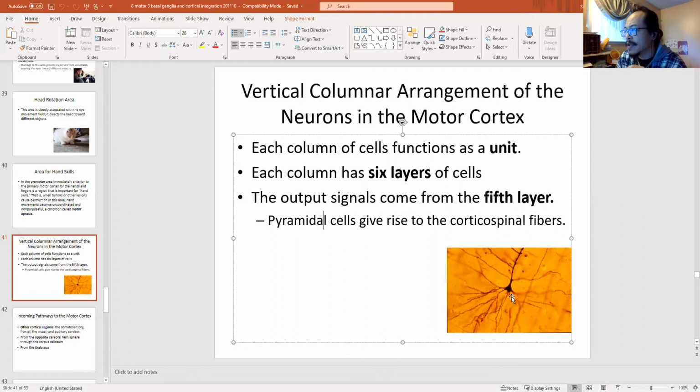So this is a good region to have a quiz question, right? Which layer is the output signal from the motor cortex, and which cells provide that output axon? The layer is the fifth layer, the cells are the pyramidal cells. And so that's the cortex output, we already know the cells.